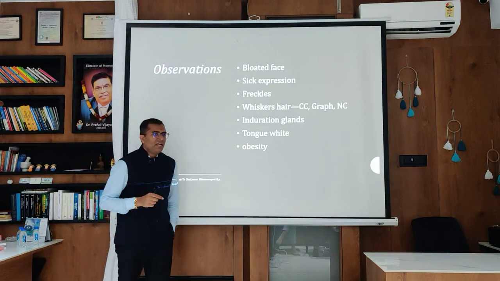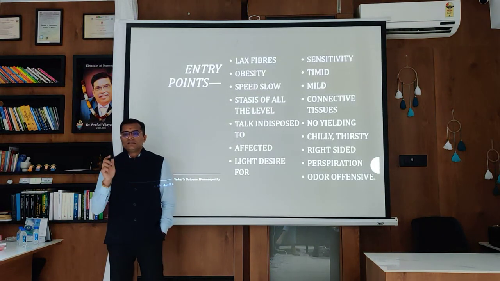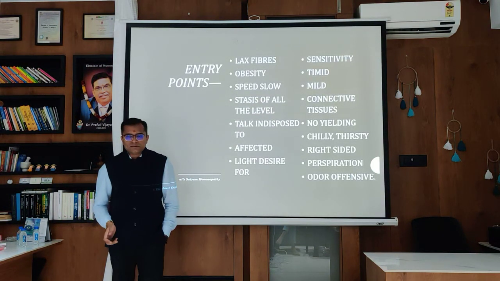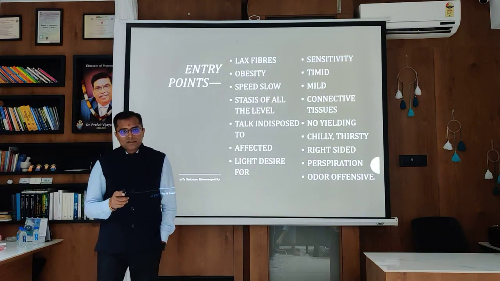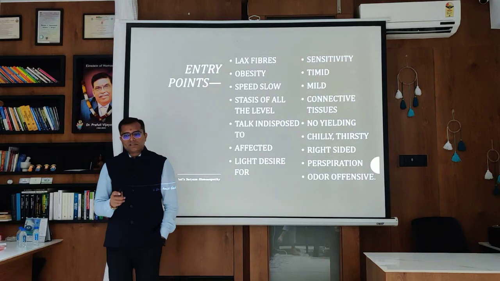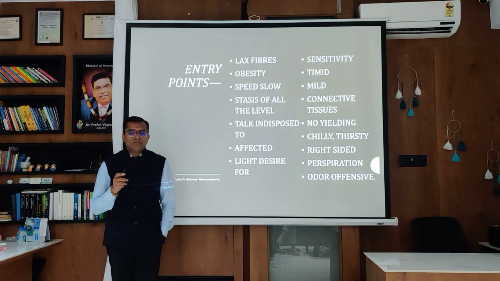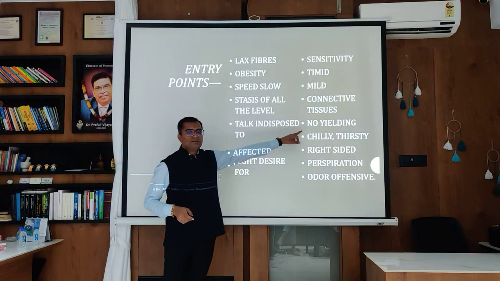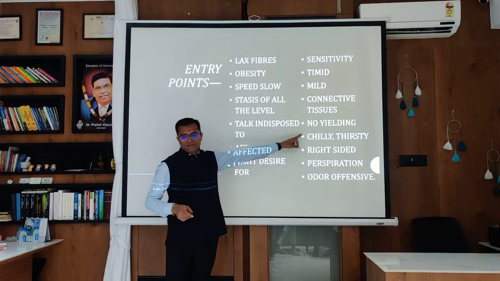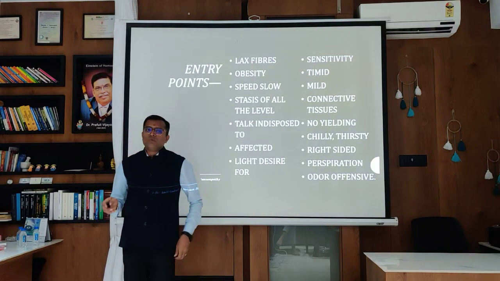The tongue is white and the person is obese. You can think of carbon. These are the entry points of the carbons. Flabby fiber, obesity, speech is slow, stasis, indisposed to exertion, sensitive, timid, mild, affecting the tissue, no LD. Chilly, thirsty, right-sided, and offensive discharge.